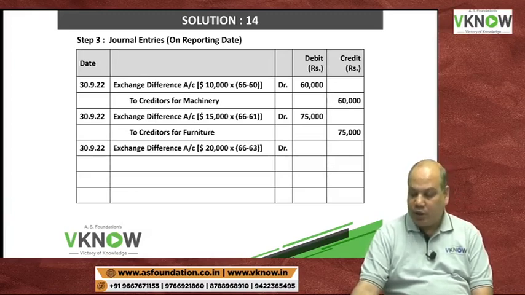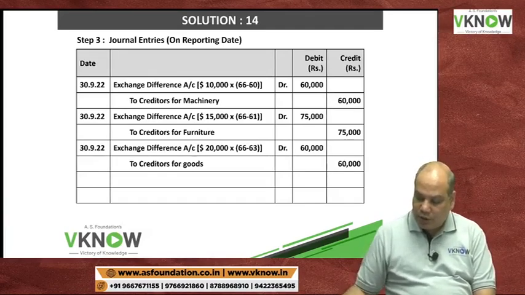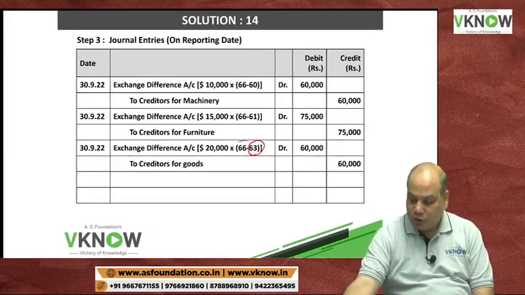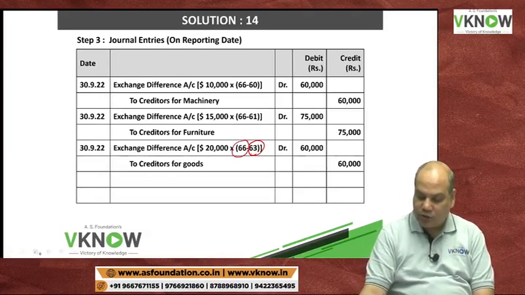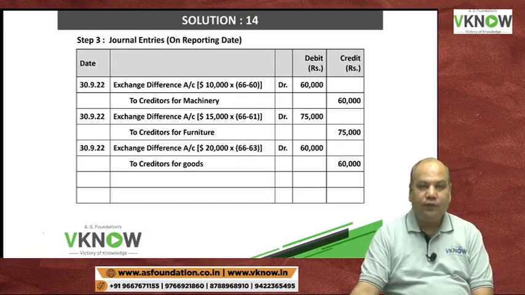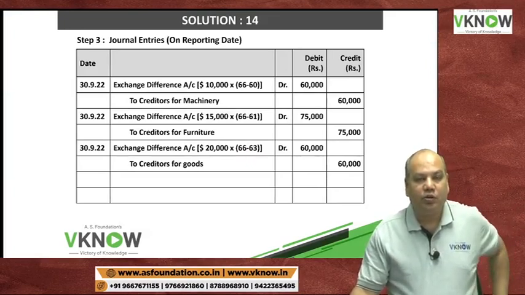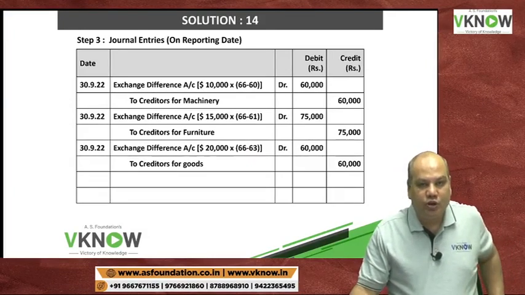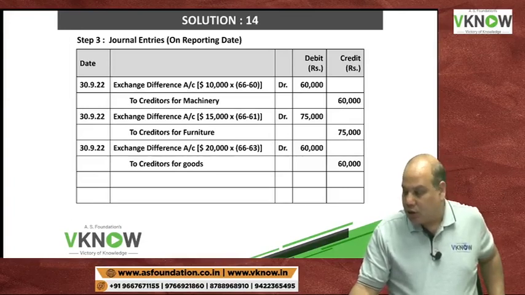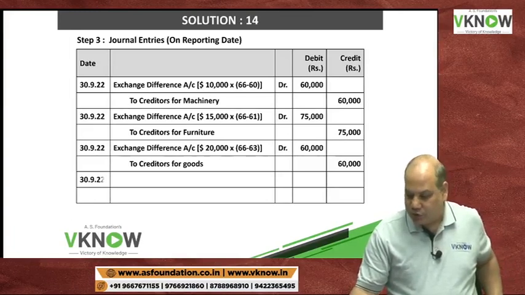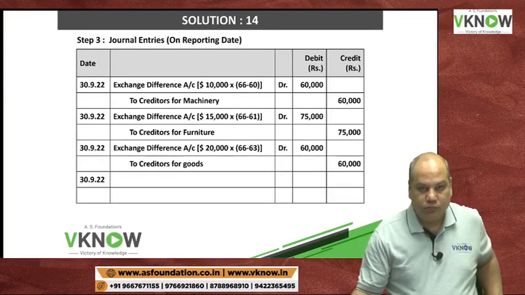Now we have creditor for goods. When goods were purchased, the rate was 63. On the reporting date, the rate is 66. So creditor for goods will increase by 3 rupees per dollar into $20,000. Entry will be exchange difference account debit 60,000 to creditor for goods 60,000.